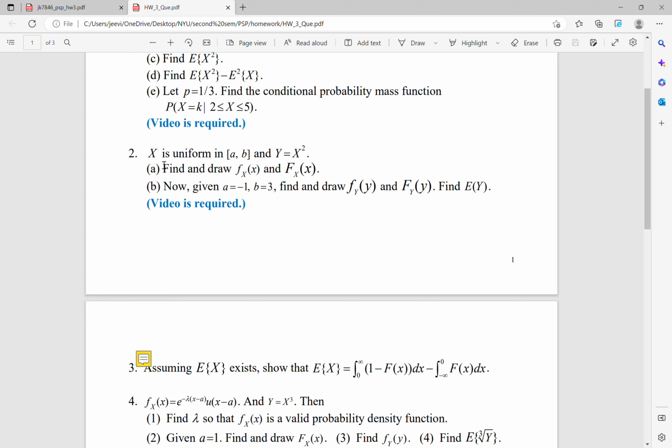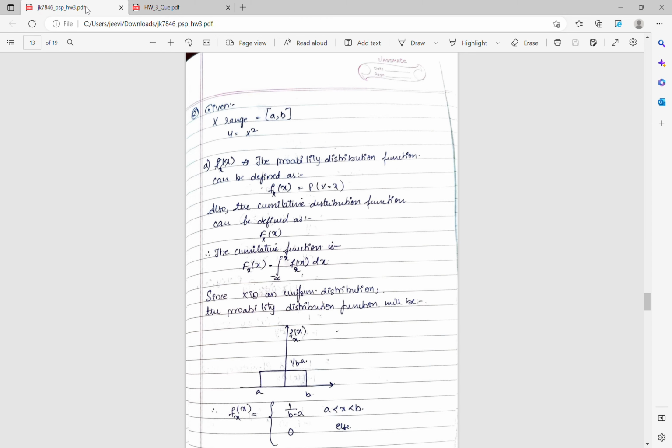Given X is uniform on (a, b) and Y equals X squared, we are asked to find and draw the probability density function and the cumulative distribution function. Let's look at the solution for this. Given the range of X is (a, b) and Y is equal to X squared.